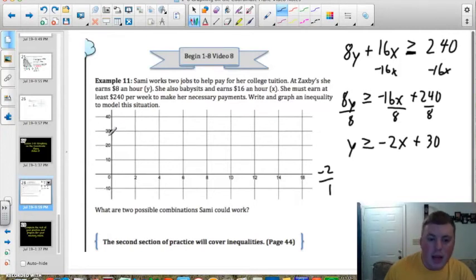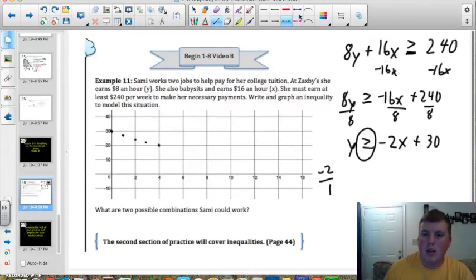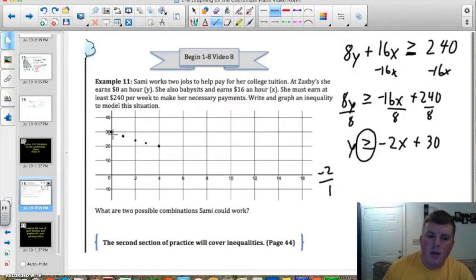Alright, so if we go down 2 and then over 1, we're only going to go halfway over since we're counting by 1s. And then we'll go down about 2 again, over 1. And we're going to keep doing this. And we will draw our line. Now, when we look at what we're going to do for our line, we're going to look back at our symbol. This is a greater than or equal to, so we do want a solid line. So we want to make sure that we are not picking up our pencil, that we are going from one end to the other. No dashes.